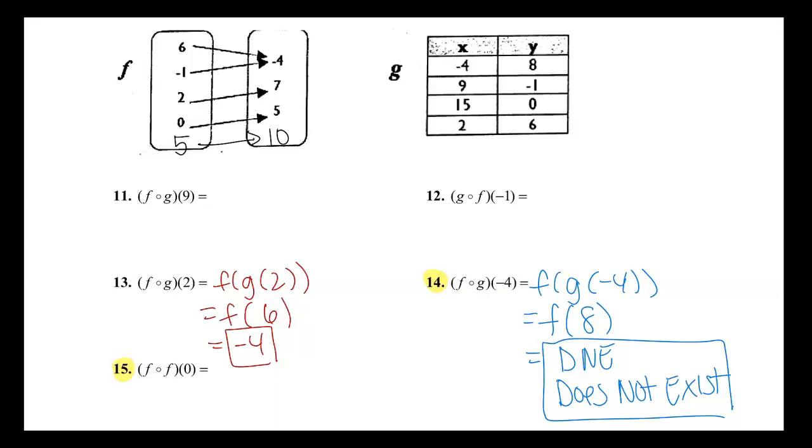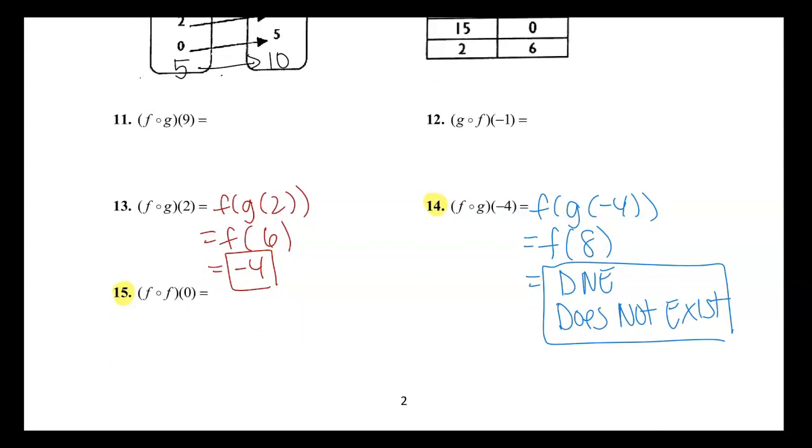Only use, and I know somebody's not paying attention, only use does not exist, DNE, when you literally do not have a value in your table or whenever you have a value in your mapping that you cannot find the answer to. Do not put it for answers that you just don't know the answer to.